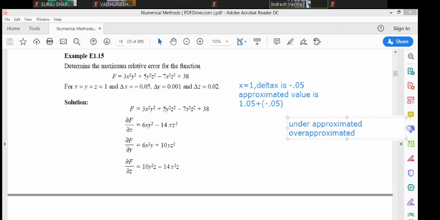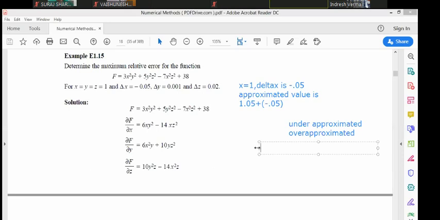Under approximated or over approximated. So this value is what? This value is 1. This value, 1.05, is over approximated, and another value if we write, then under approximated.